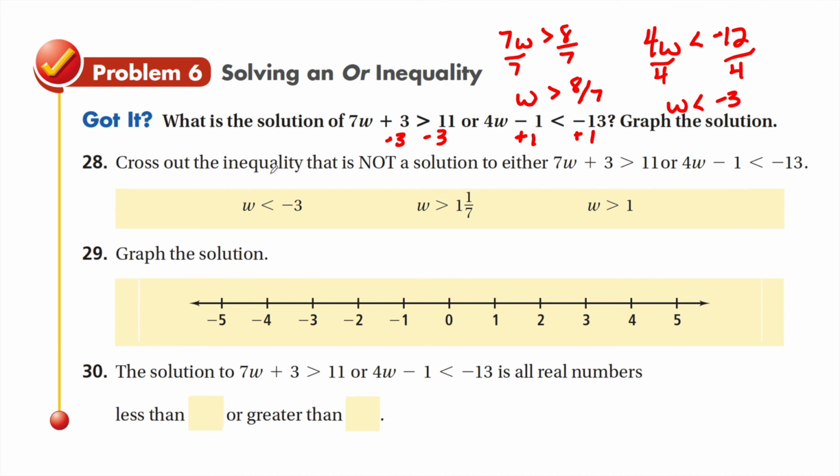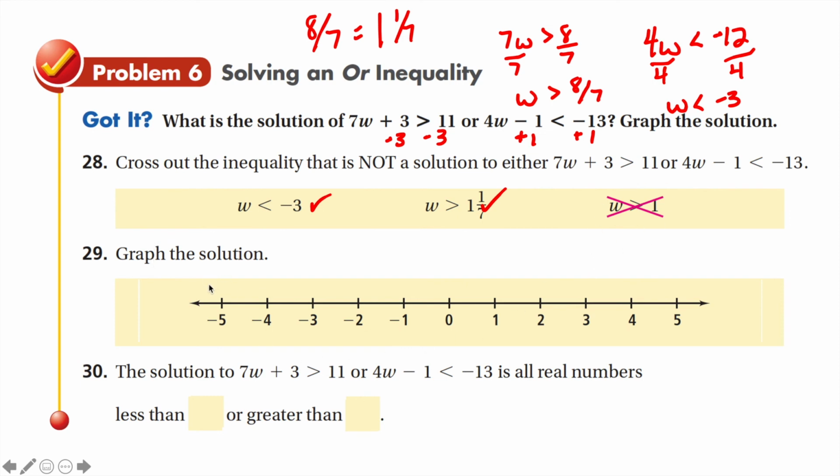So cross out the inequality that is not a solution. I'm going to tell you that 8 over 7 is the same exact thing. So 8 over 7 equals the 1 and 1/7. They are both the same, therefore the w is less than negative 3 is correct. The w is greater than 1 and 1/7, which is what we have right here, which is also correct. So the one that is not a solution will be w is greater than 1. So we cross that one out.